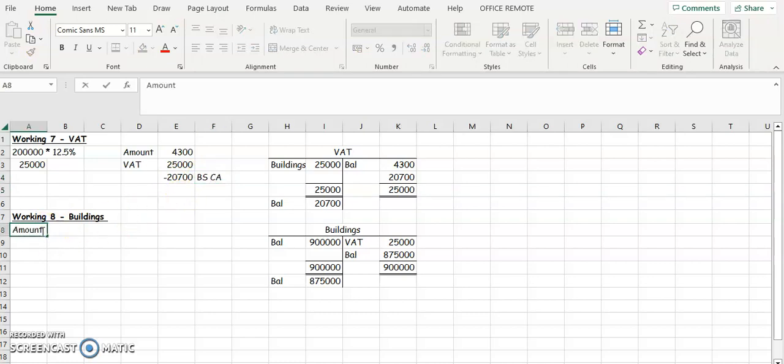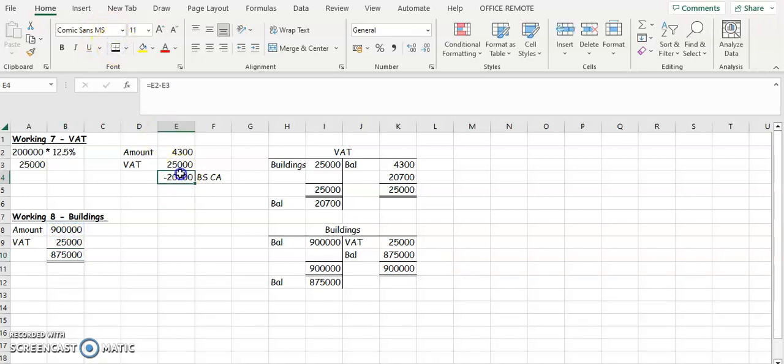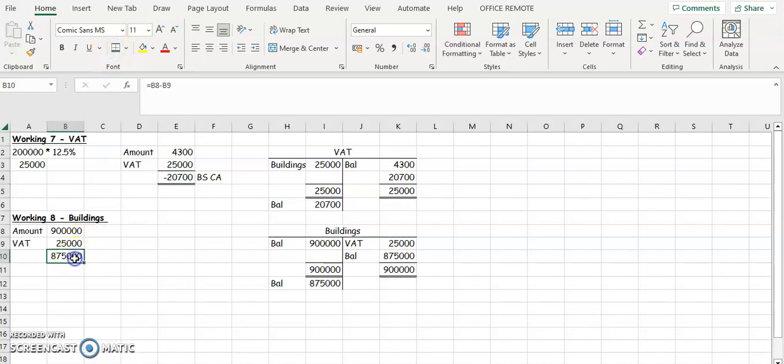And then for your buildings, the amount that we've just taken is 900,000 from the trial balance. Your VAT then we need to take out, which is 25,000. It's just going to take one away from the other, and that's going to give us the new value for our buildings, land and buildings, that we're going to use to make any adjustments, for example, calculate the depreciation, and if there's any revaluation reserve.